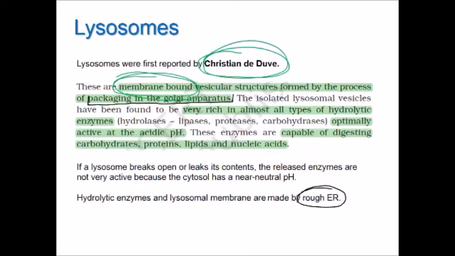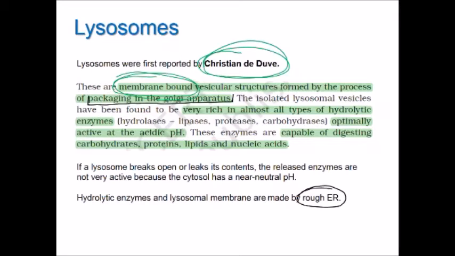Carbohydrases, like you have studied salivary amylase last year. That is an example of a carbohydrase. Amylase will convert starch to maltose. So the breakdown of carbohydrates will be done by carbohydrases. All these are examples of hydrolases. Hydrolases are enzymes which can break down complex organic molecules into simple molecules.